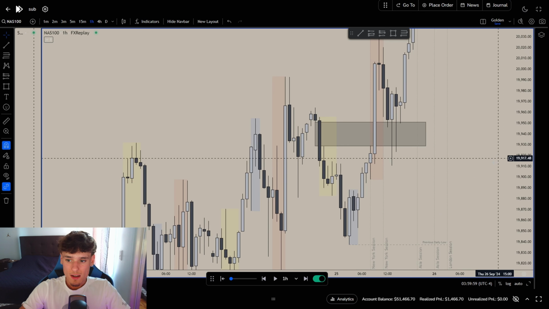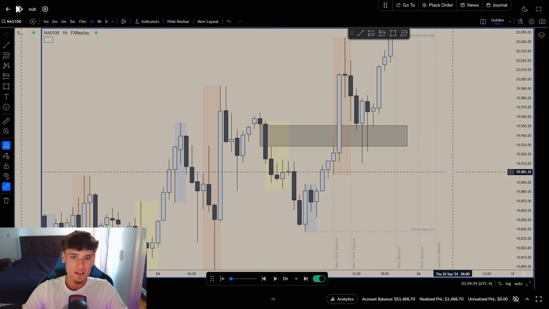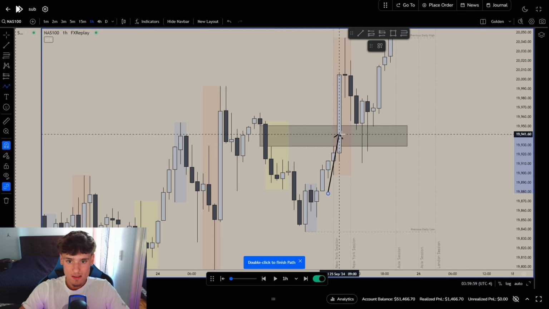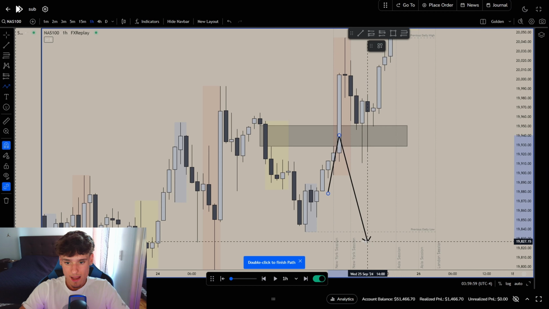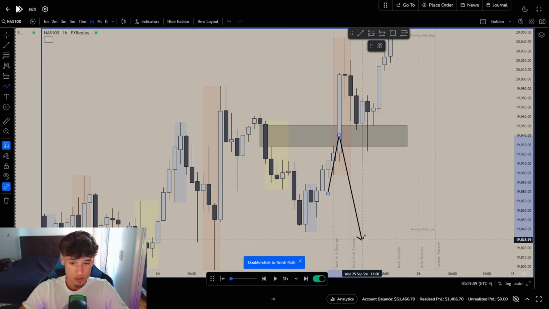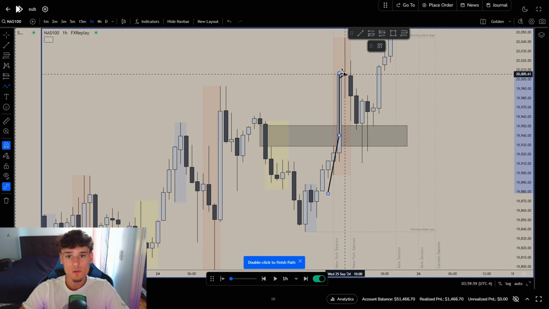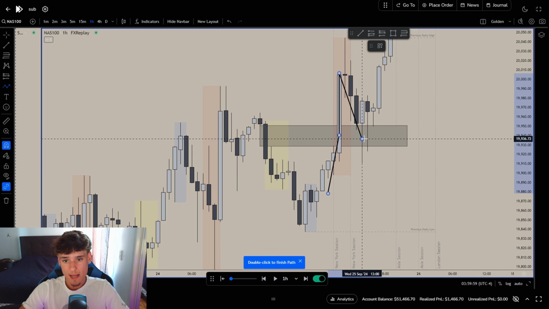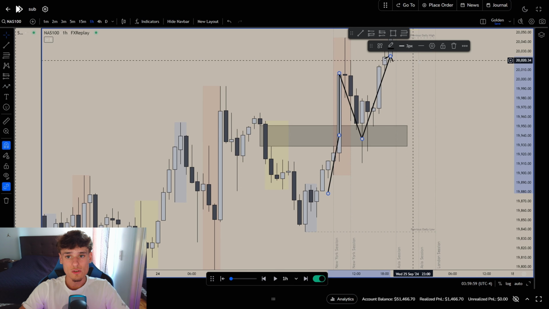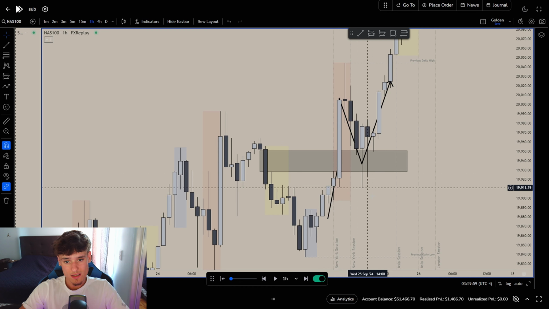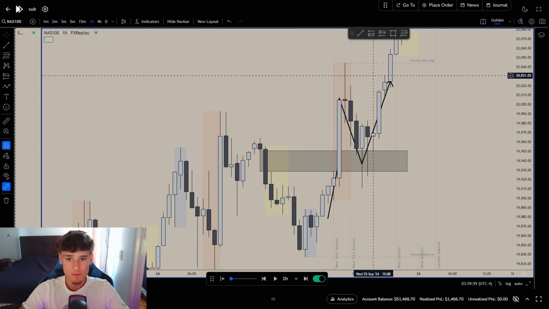So the difference between a fair value gap and an inversion fair value gap is simply that once we come into the zone, instead of rejecting down, which is what a fair value gap would do, we actually break a full body close right through it. We retrace to fill the gap, and then we continue our trend in the opposite direction. So instead of retracing back down with a fair value gap, we break right through.